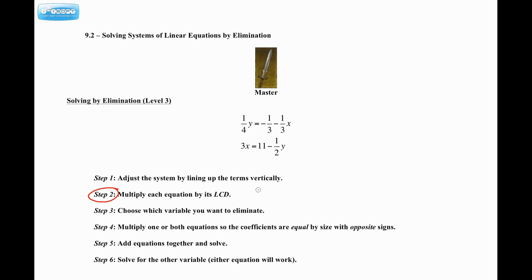We're going to readjust by making all the terms line up nicely. We're going to choose a variable that we want to eliminate, and we'll multiply one or both so that they're equal by size. We'll add together and we will solve. So let's do that.